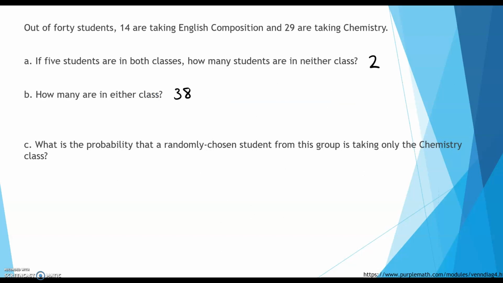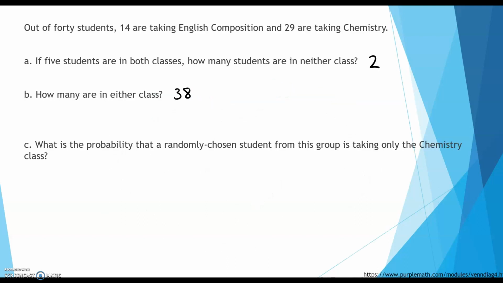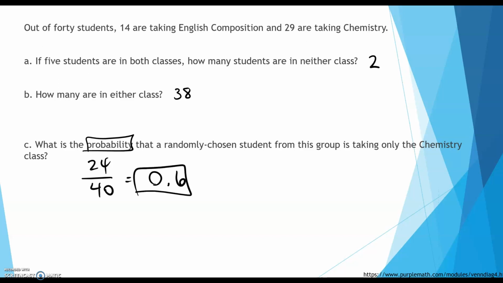What's the probability that a randomly chosen student from this group is taking only chemistry in this class? Just chemistry, okay? So there are 24 that are taking just chemistry. So 24 out of 40 students, that's going to give you 0.6. Well, that's it. They didn't want a percentage. So 0.6 would be your final answer.